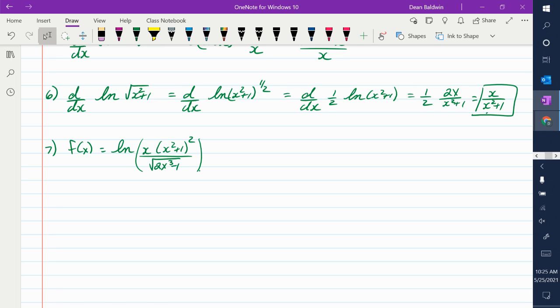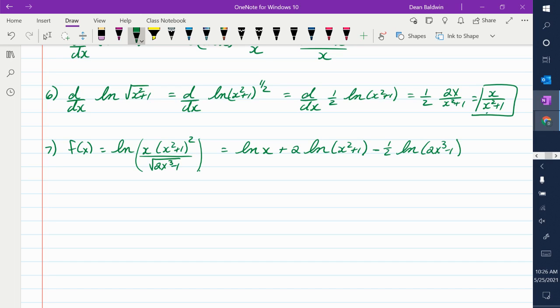Okay. So the top 2 are being multiplied, so I can rewrite it as natural log of x plus, I'm going to drop the 2 down. The bottom is being divided, so I can subtract it off and change that to a power of 1/2 and drop it down. So now this is way easier to deal with.